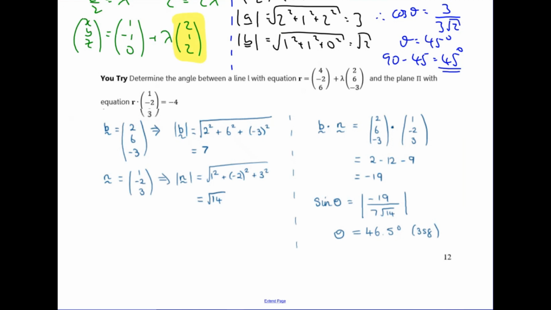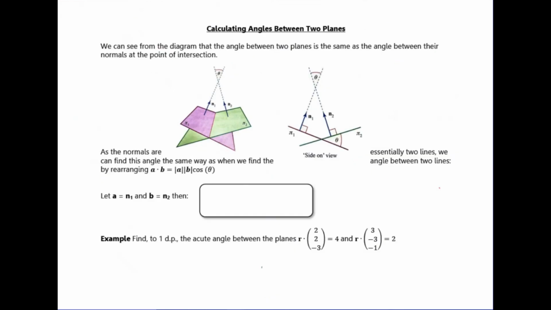And then I would have done cos of that and then take it away from 90, because that's just the dot product formula. But you can use this, where you use sine and you'll just directly get the answer. Over the page is finding the angle between two planes. Now we'll justify this, but ultimately it just boils down to finding the angle between the two normal vectors of the plane.